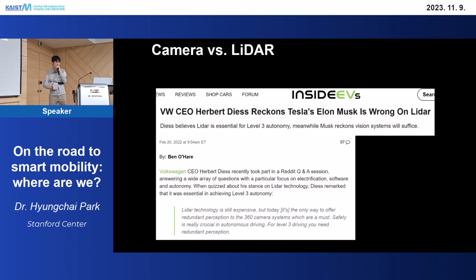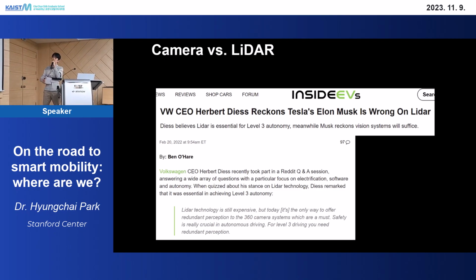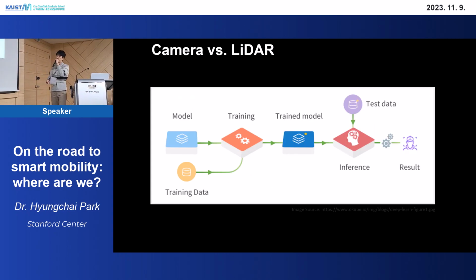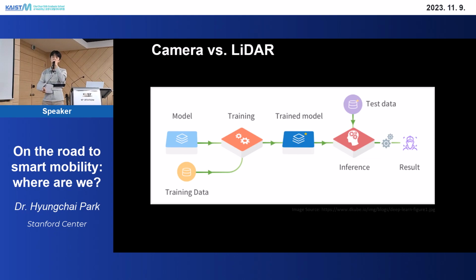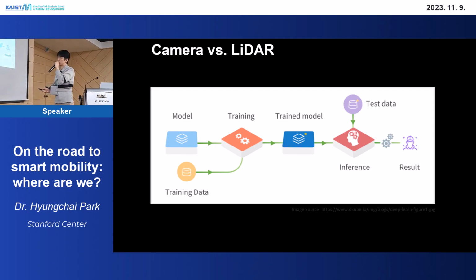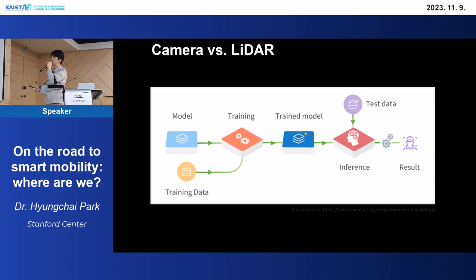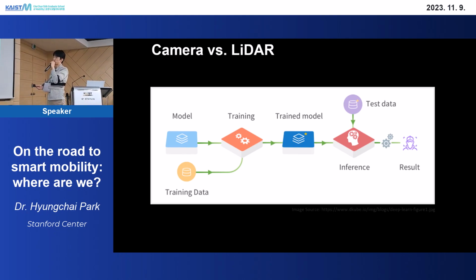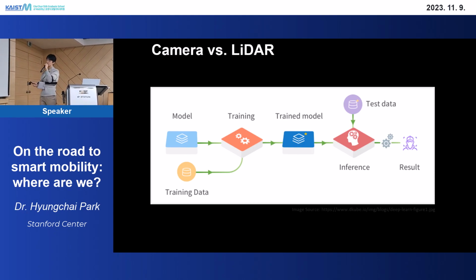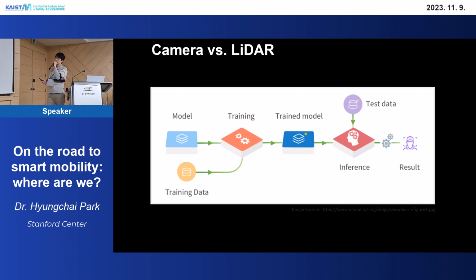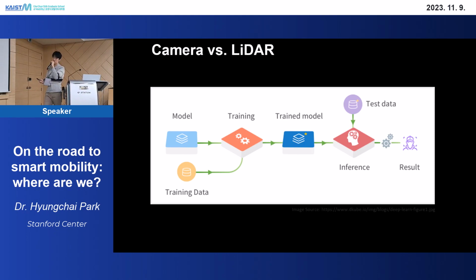Anyway, if you look at the video on YouTube of Tesla's AI Day event, they explain why they think camera-only autonomous driving is possible. This is a diagram of general deep learning neural networks. We start with a small set of training data, and when we run some tests, we expect the trained neural net to give us a correct inferred result.